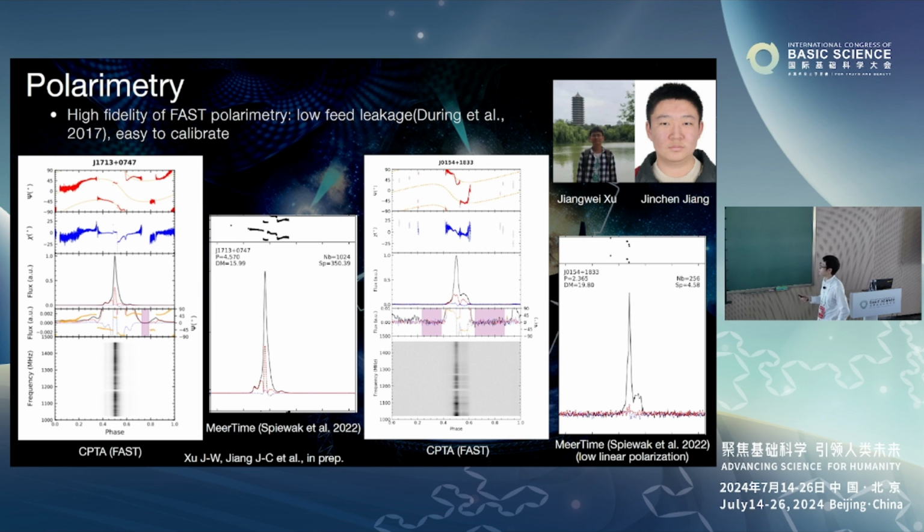However, in FAST, because the feed is very good, the leakage is quite low. So it's very easy to do polarization calibration at FAST. Here I show you an example of how fantastic the data is. In the left two figures, FAST is also sensitive, so we are able to recover the linear and circular polarizations for very faint pulsars, compared with slightly smaller radio telescopes, as you could see here. Since FAST is sensitive, we have gained very high quality polarimetric data.